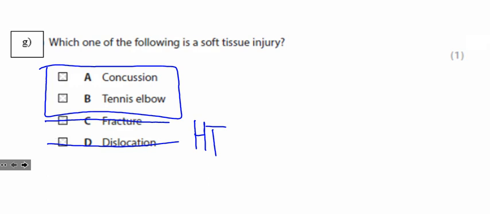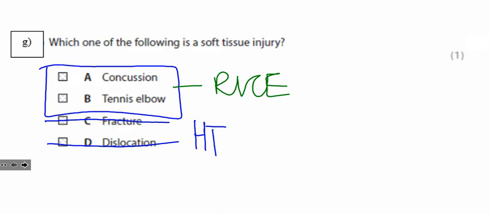Now I've said to you before, soft tissue injury affects things like skin, ligaments, tendons, or even an internal organ. And we would always treat that injury using RICE. Now I think this is what confused some people, because concussion, the brain is shaking within the skull. However, that said, how would you treat it? How would you treat concussion? You would always go and get that checked at hospital.